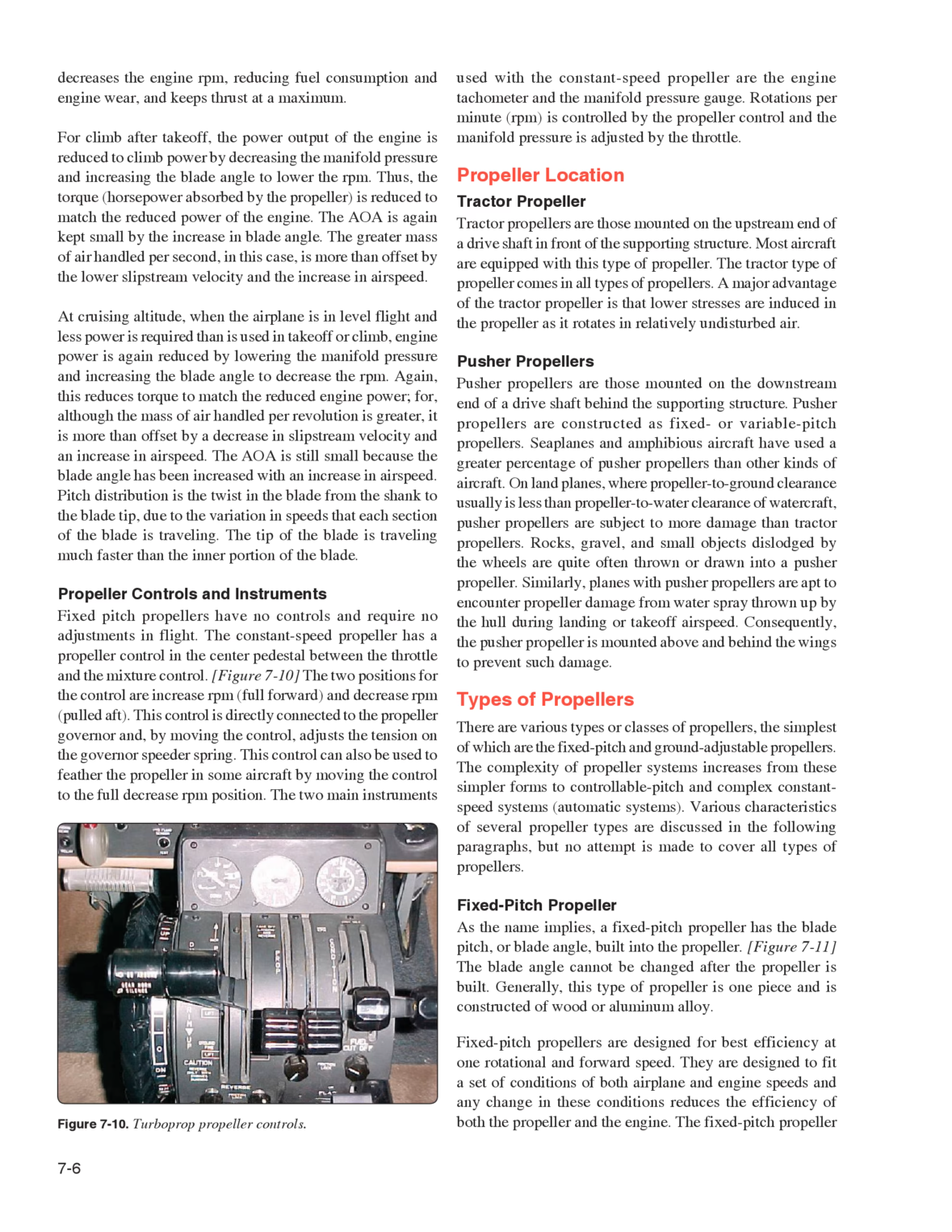Fixed pitch propeller. As the name implies, a fixed pitch propeller has the blade pitch, or blade angle, built into the propeller. Figure 7.11. The blade angle cannot be changed after the propeller is built. Generally, this type of propeller is one piece and is constructed of wood or aluminum alloy. Fixed pitch propellers are designed for best efficiency at one rotational and forward speed. They are designed to fit a set of conditions of both airplane and engine speeds, and any change in these conditions reduces the efficiency of both the propeller and the engine.